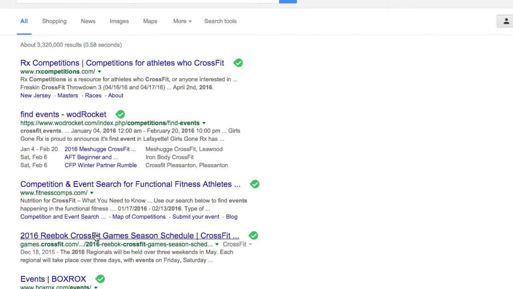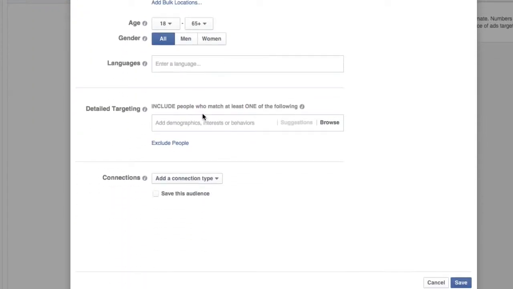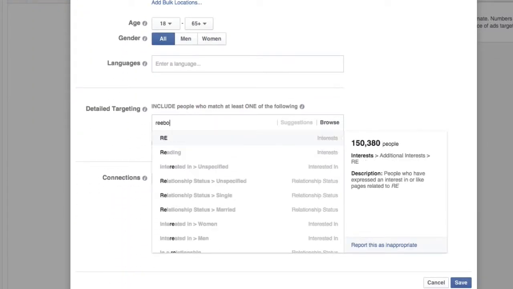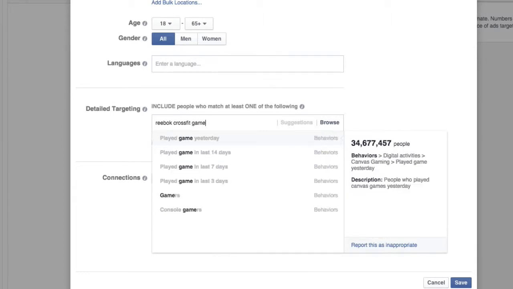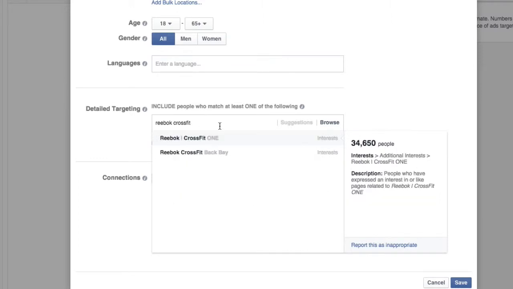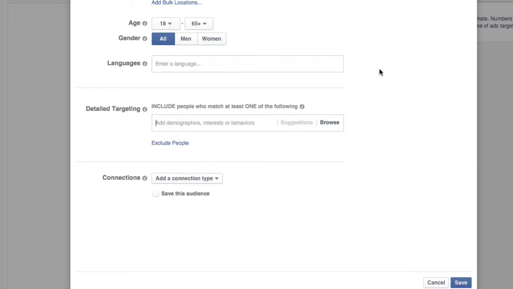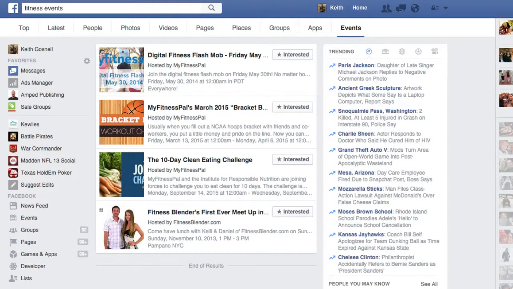Fitness comps. Here's Games, CrossFit, Reebok CrossFit Games. Let's see if that even shows up. Reebok CrossFit Games. Not quite. CrossFit. Oh, see, Reebok. Actually, that's not a bad one either. So I would definitely stick to this. You're going to have to do a lot of digging on Google. This here is going to give you really the most bang for your buck when it comes to searching events.